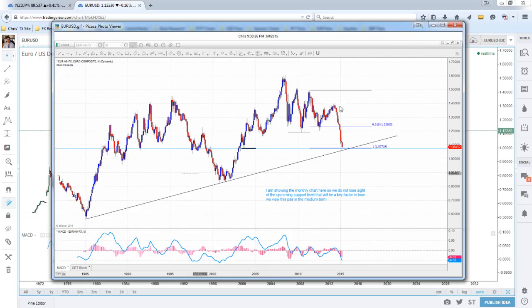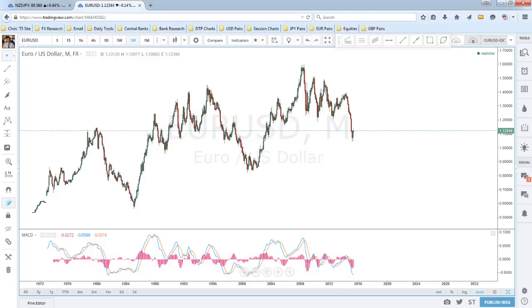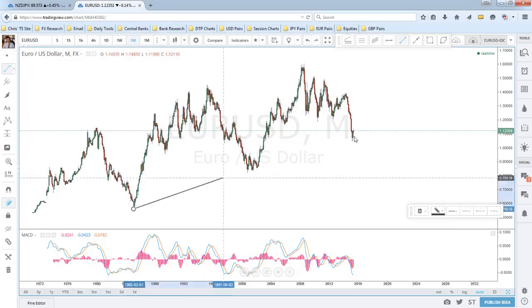March the 8th. As we were approaching this line, you can see we had an equal legs extension. We also had this monthly trend line. And you can see the words over here. I'm showing the monthly chart here so we do not lose sight of the upcoming support level. That will be a key factor in how we view this pair in the medium term. So we knew we had the support level coming up. This is the same chart. We'll just draw this trend line again.